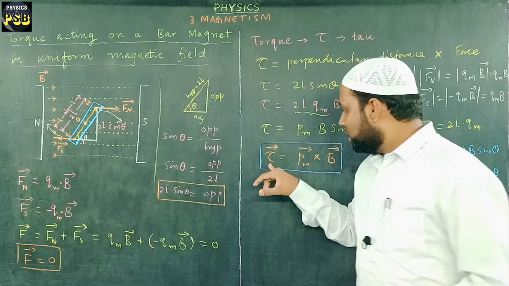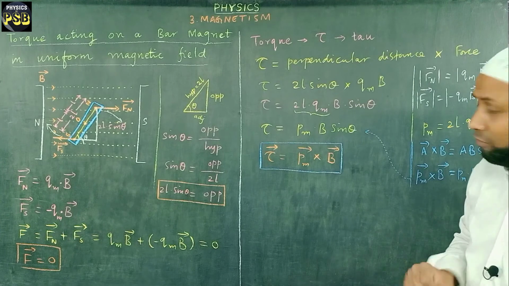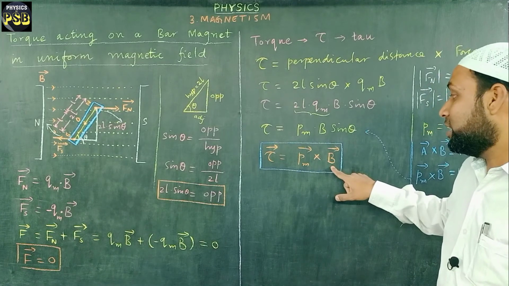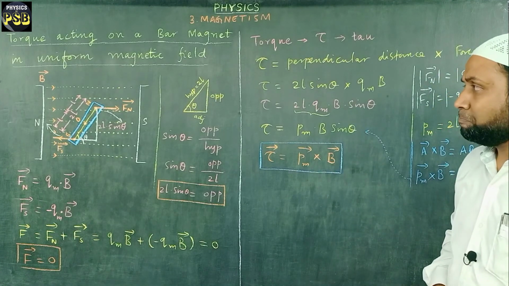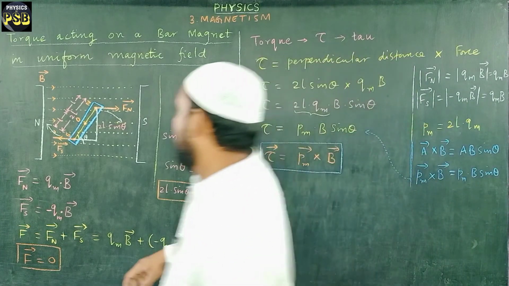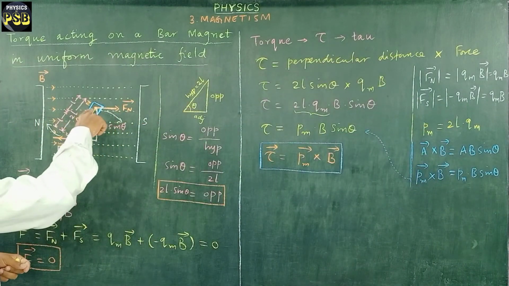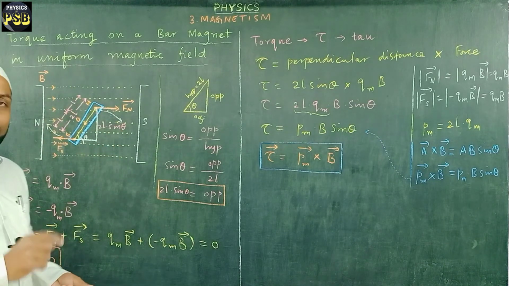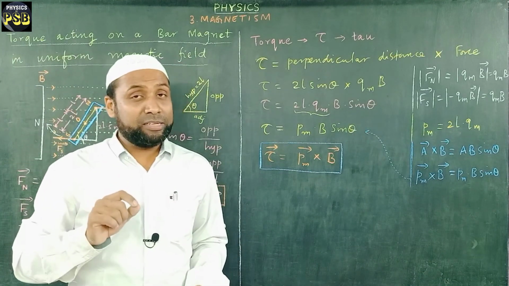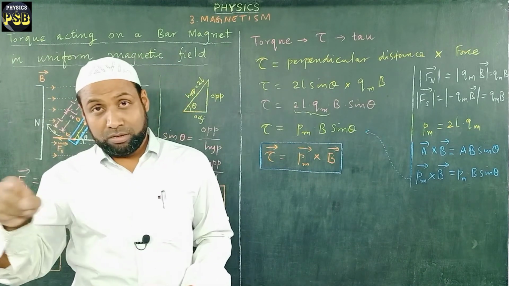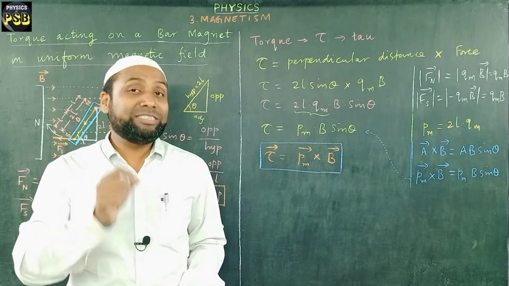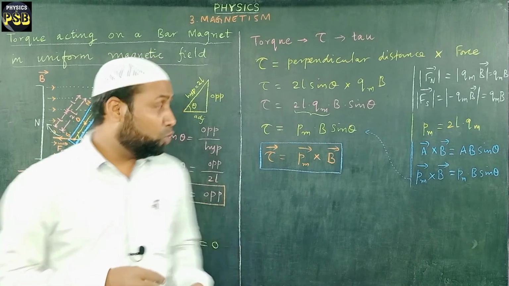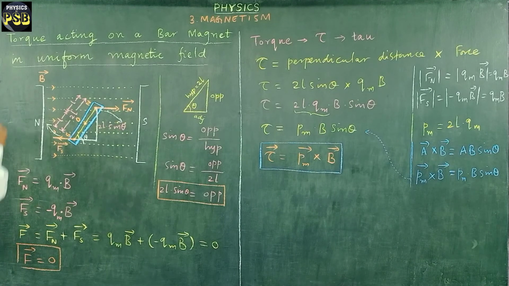So, torque is nothing but the product of magnetic dipole moment and magnetic field. And here, the magnet rotates in the clockwise direction. The way the hands of a clock move is known as clockwise direction. I repeat, the direction in which the hands of a clock move is known as clockwise direction. So this is the clockwise direction.